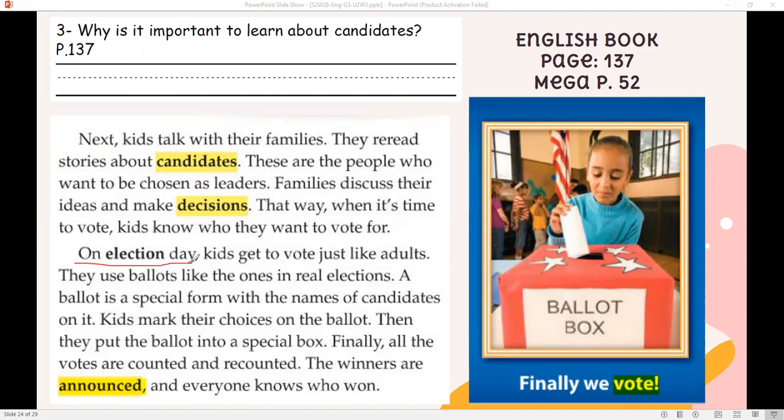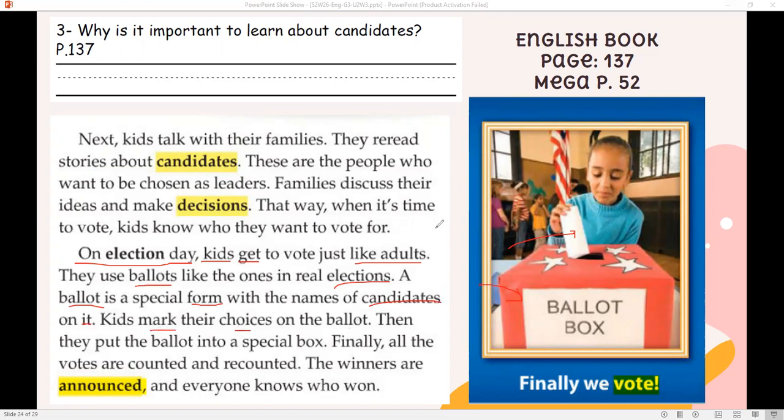On election day, kids get to vote just like adults, but of course in schools, not in the main place where actually adults are voting. They use ballots like the ones in real elections. This is a ballot box and this is a ballot. A ballot is a special form with the names of candidates on it. Kids mark their choices on the ballot.